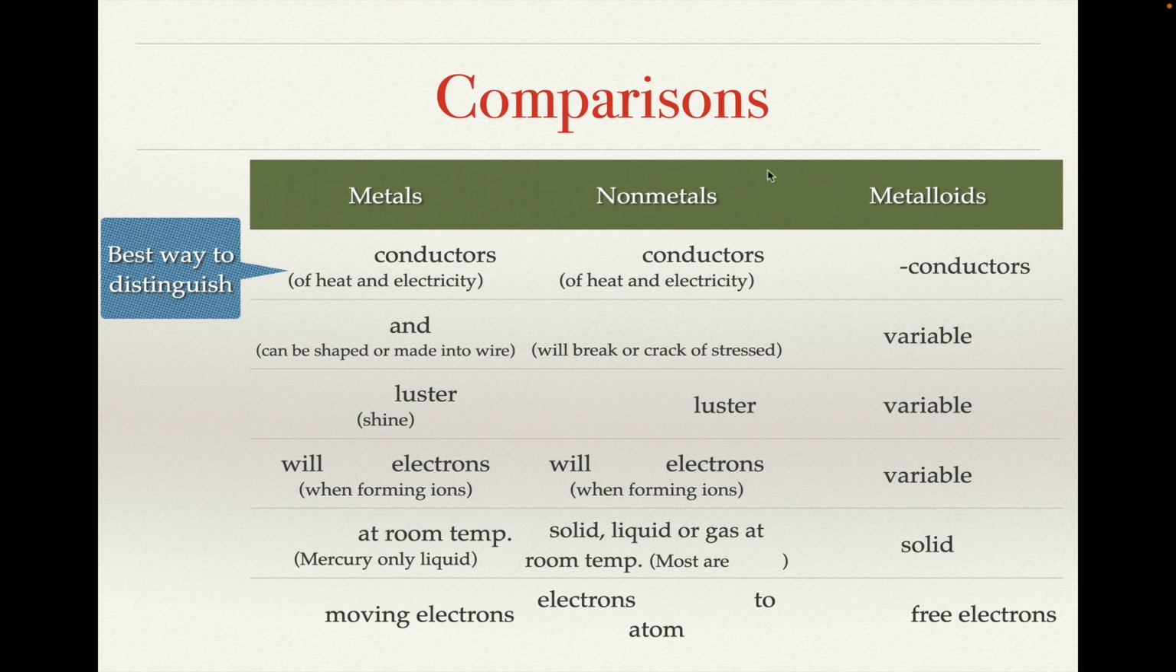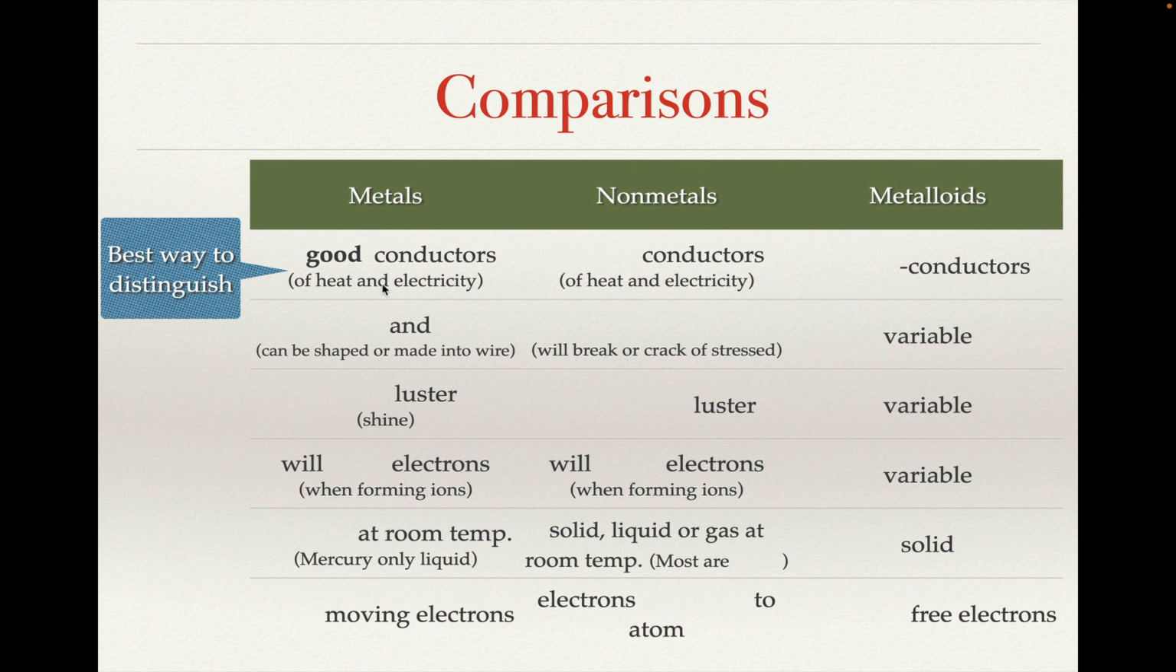So let's take a look at ways that we can distinguish between them. What makes a metal a metal, and what makes a non-metal a non-metal? The first thing, and the very best way to distinguish this, is conduction. We're talking about conducting heat or conducting electricity. They both work the same. If you're a metal, you are a very good conductor of heat and electricity. That's why we use metal pots for cooking, so they can conduct heat really well.